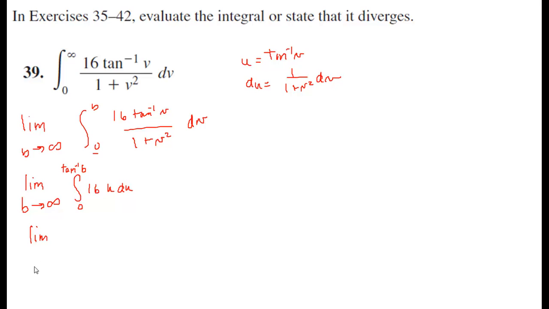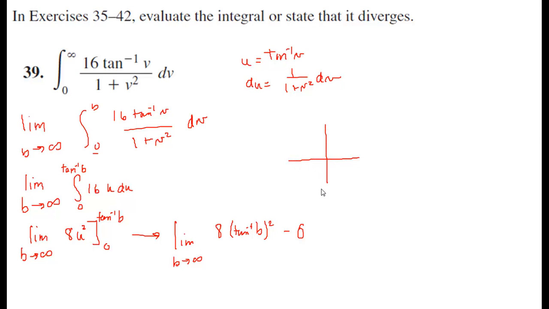It'll be the limit as b approaches infinity of 8 u squared evaluated from 0 to the inverse tangent of b, which is equal to the limit as b approaches infinity of 8 times the inverse tangent of b squared minus 0. Alright, now what happens as b goes to infinity for the inverse tangent of b?